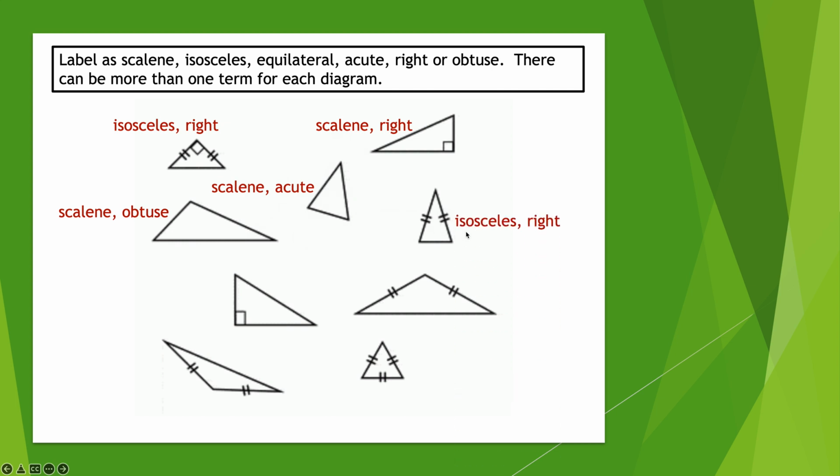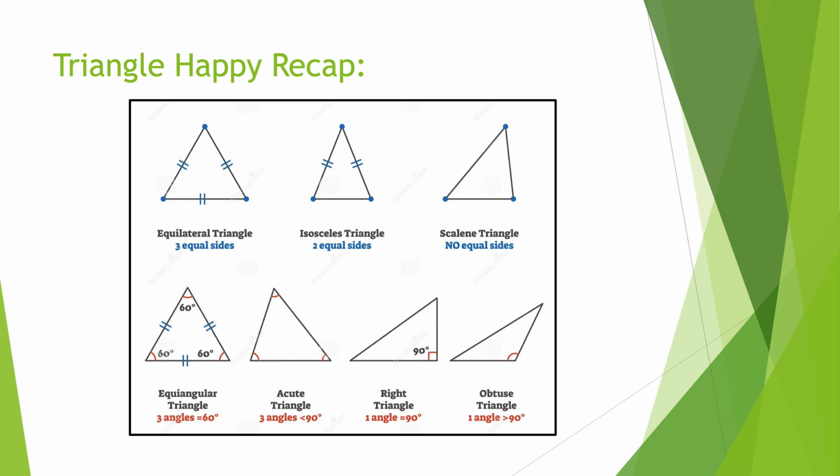So this one over here is isosceles and right. Down here, scalene and right. Over here, we know this is isosceles because of the marks, and it's also obtuse. Down here, same thing, isosceles and obtuse. And then last but not least is equilateral. It's also acute. Okay, now the happy recap all about triangles.